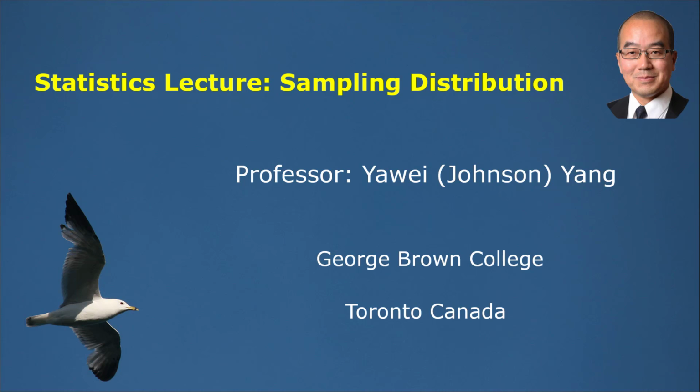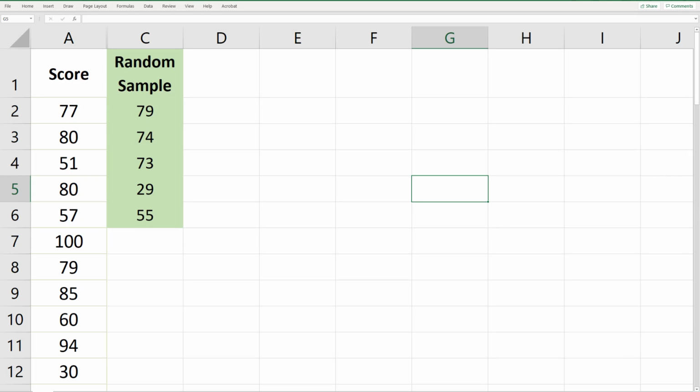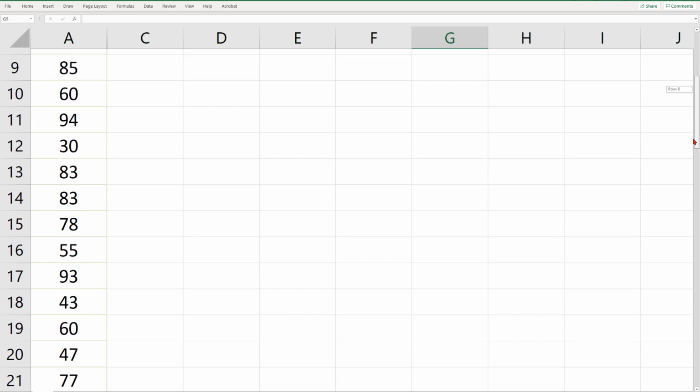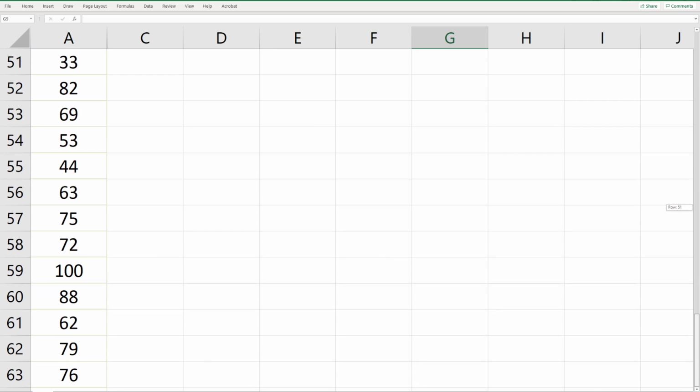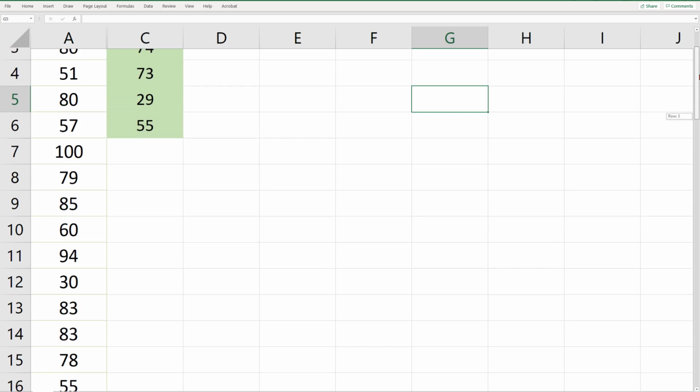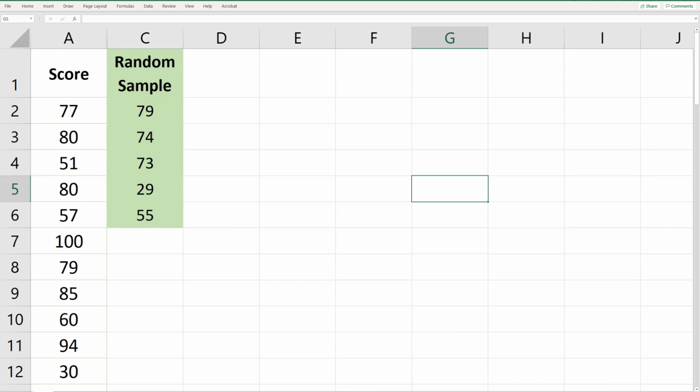Hello everyone, here we talk about sampling distribution. Let's have a look at an example. The student scores from a test result have been collected here. We can see in column A, we have a total of 62 scores recorded. That is our population. Now we pick a sample of 5 scores from this population.